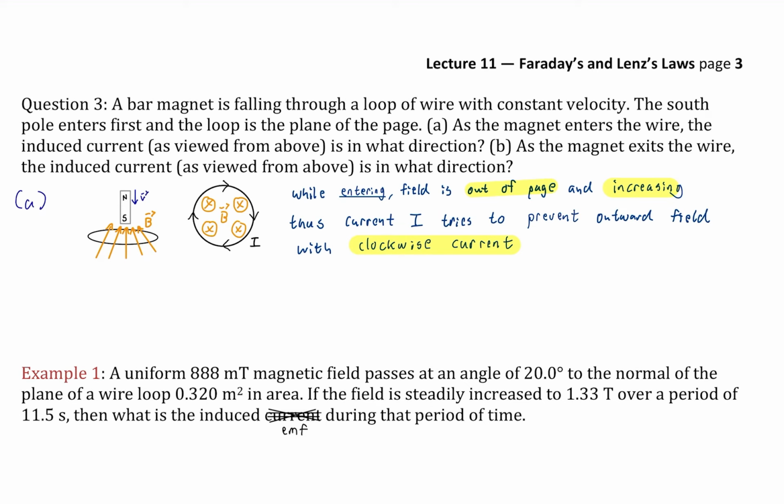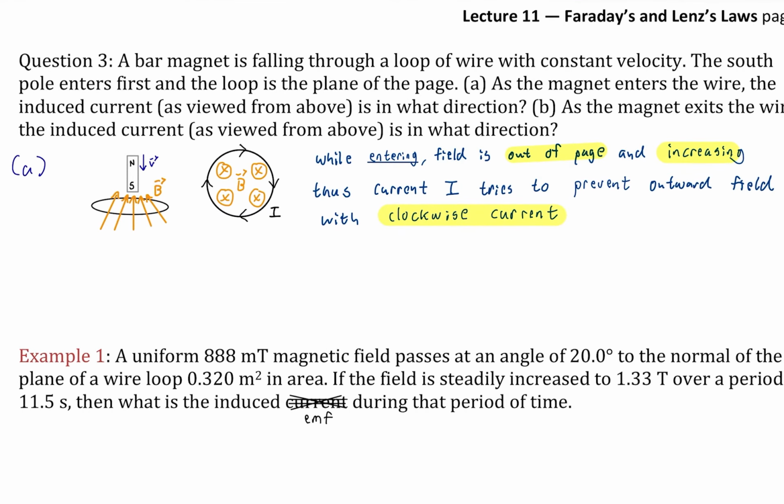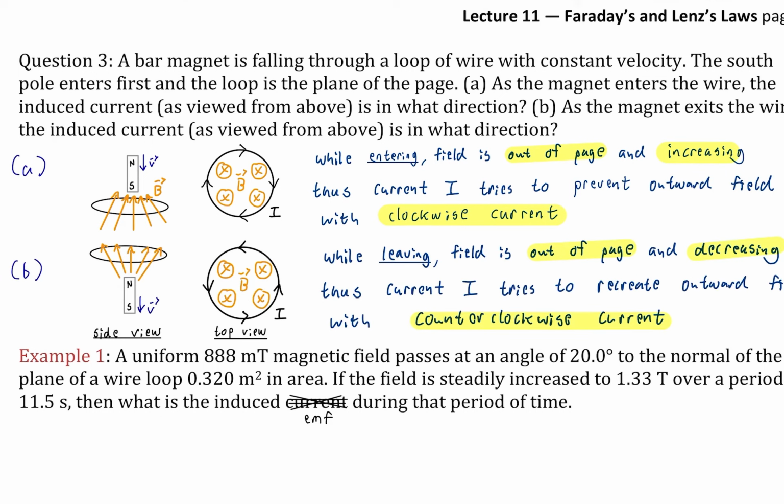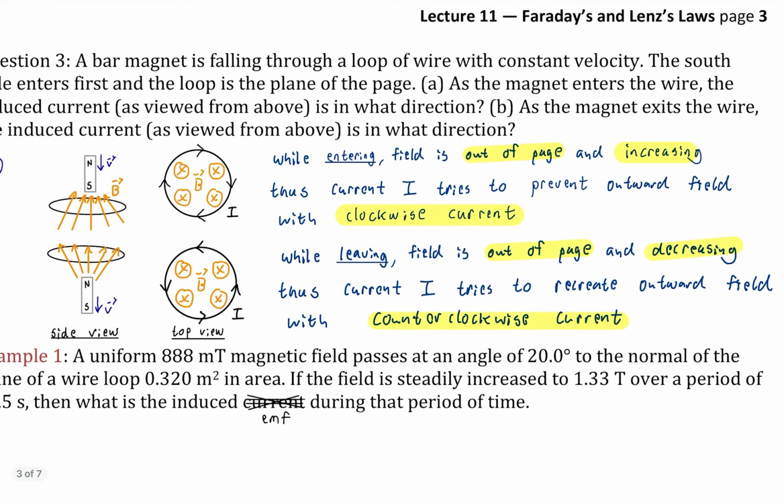As the magnet exits the wire, the induced current as viewed from above is in what direction? Now it's fallen all the way through the wire, and we have it like this. Give that one a try. Let me show you my picture. Now the bar magnet has fallen all the way through. The field lines point in this direction, so they're all pointing out of the page again. While leaving, the field is out of the page and decreasing in magnitude.